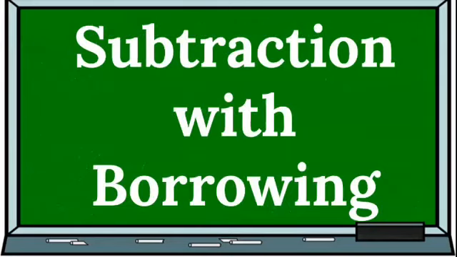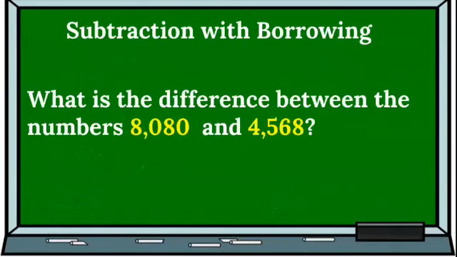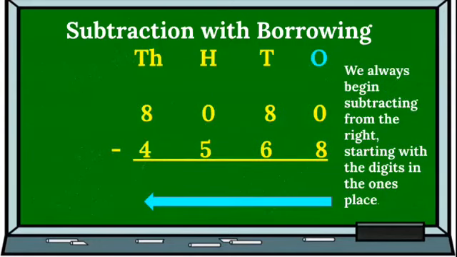Let's move on to subtraction with borrowing. Our problem for this one, what is the difference between the numbers 8,080 and 4,568? Again, our numbers arranged in the vertical method, each digit in their respective place value columns. Again, we always begin subtracting from the right, starting with the digits in the ones place. So let's begin.